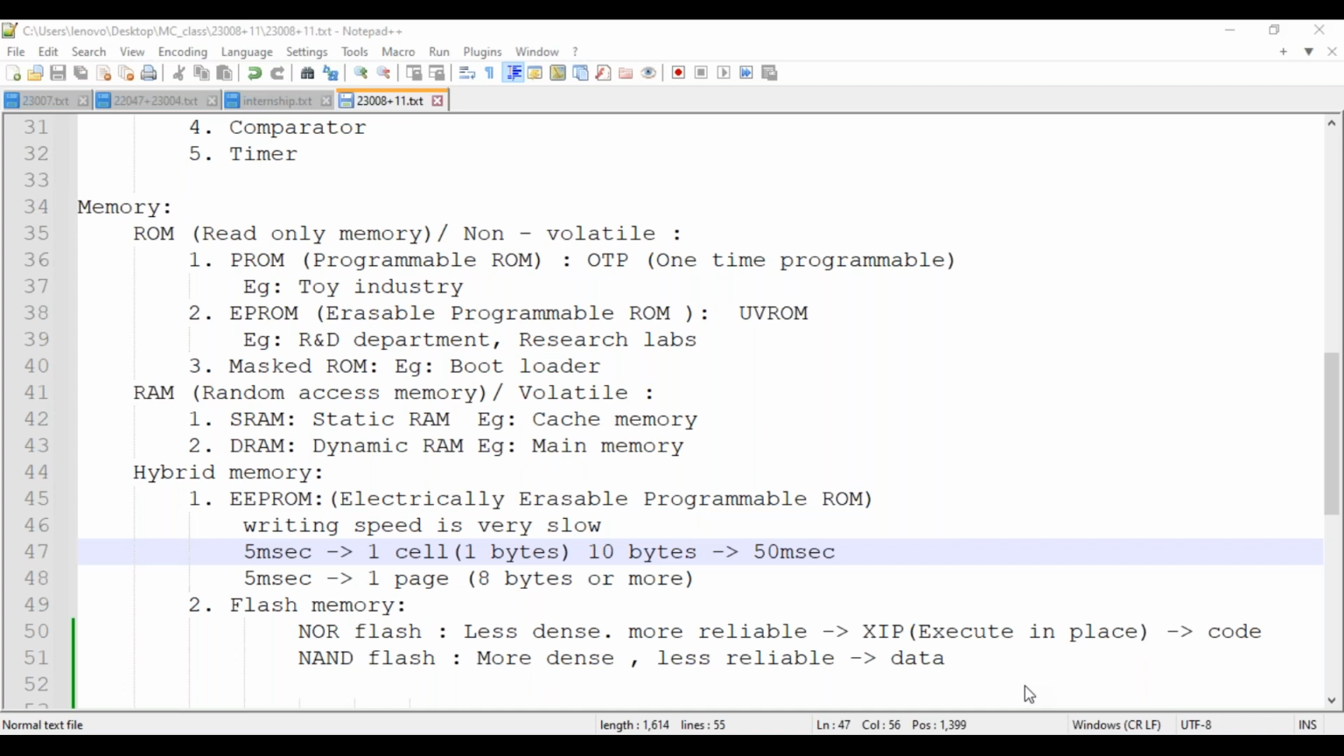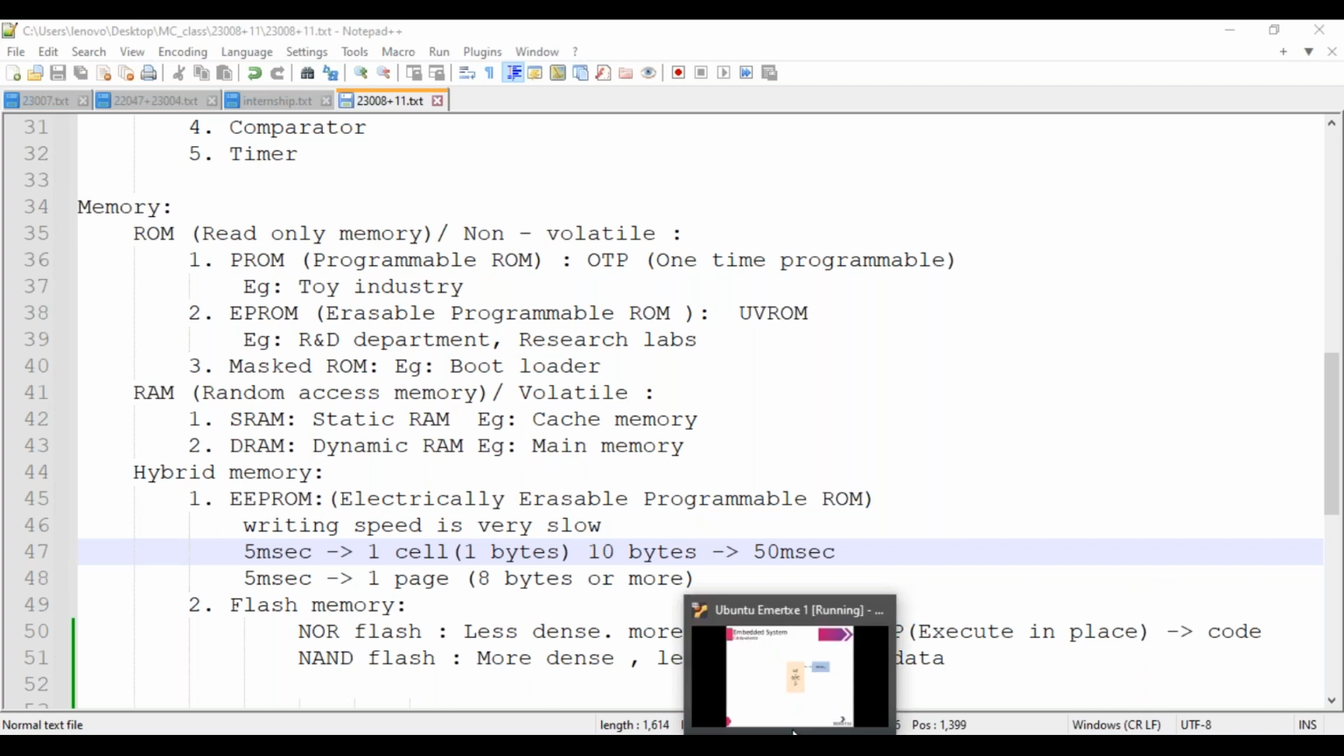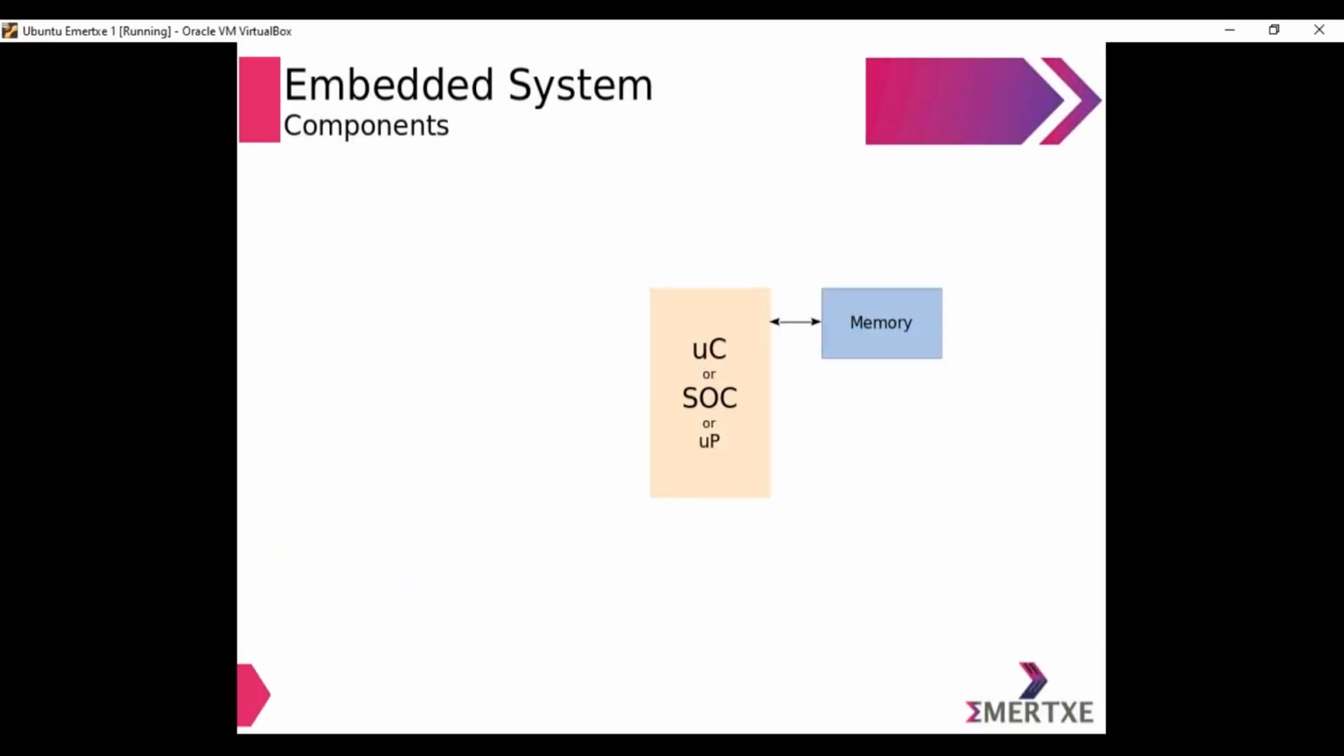Okay. All right, so let us begin with the next important component. So please understand that SoC or microcontroller or microprocessor is considered as the heart of the embedded system, and memory is considered to be the brain of the embedded system. So they are like the most two important components of the embedded system. Apart from this microcontroller and memory, what else do you think is the next important component apart from these two?